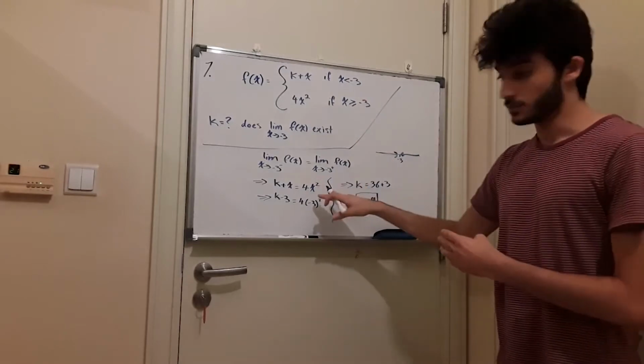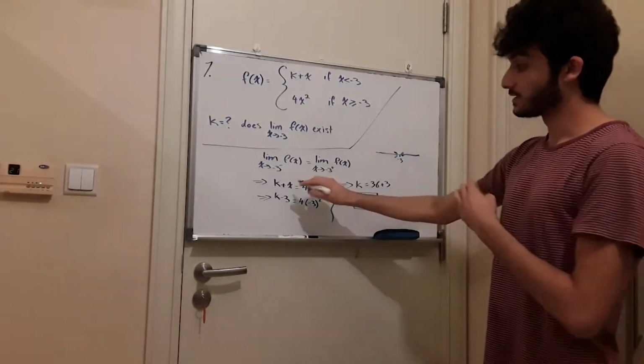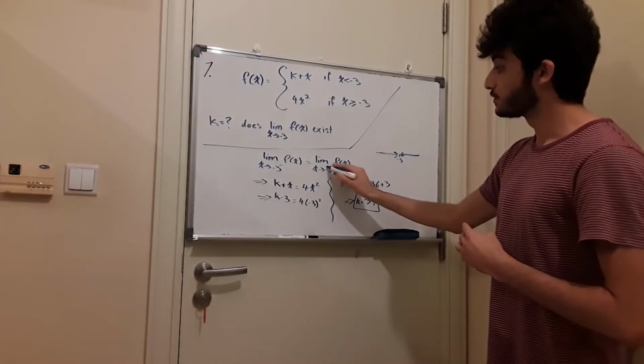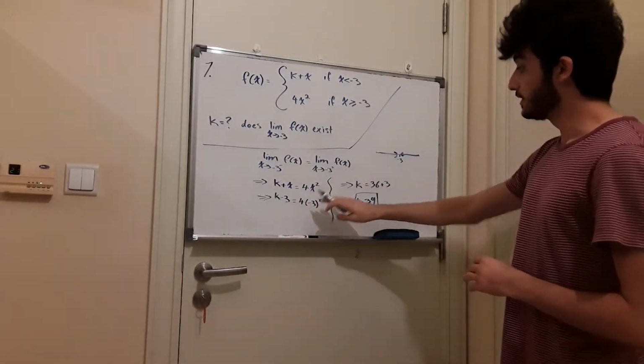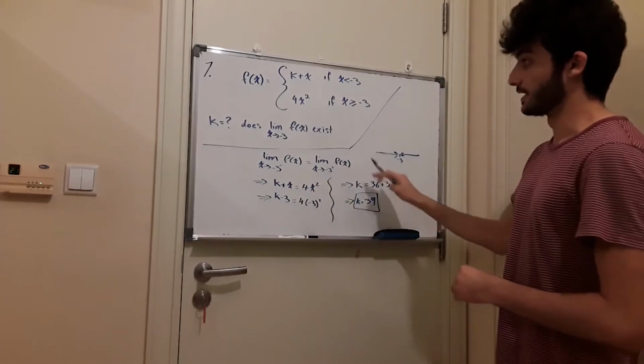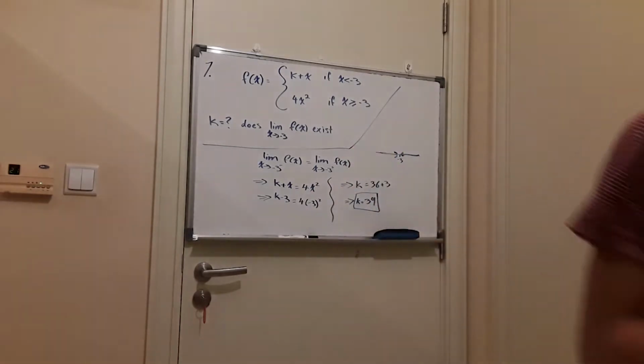So you put 4x squared here. And then what are we going to substitute for x? We're going to substitute minus 3 because that's the number we're looking at right now. So if you substitute minus 3, you're going to get k equals 39. And that's your final answer.